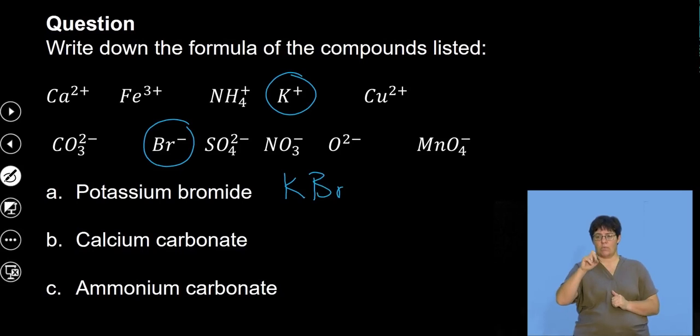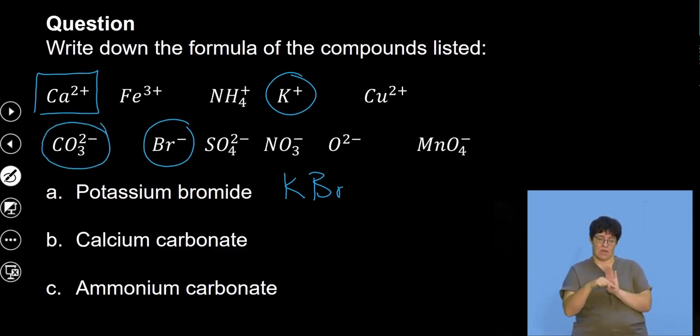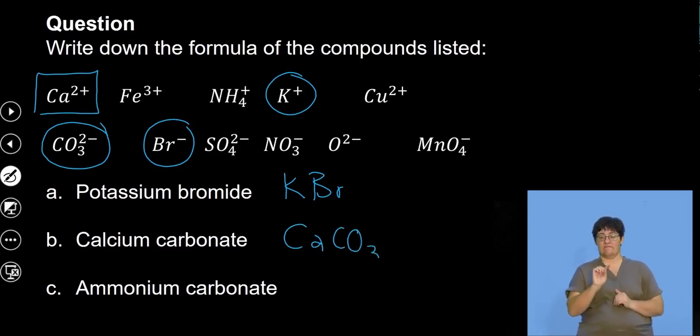And then calcium bromide, where is calcium? There is calcium. And then the calcium carbonate, where is the carbonate ion? This is a polyatomic ion. So calcium carbonate, calcium is 2+, and then the carbonate has a charge of 2-. So that works out. So we would remain with CaCO3. So first is the cation, followed by the anion.